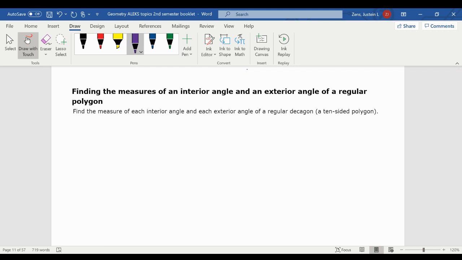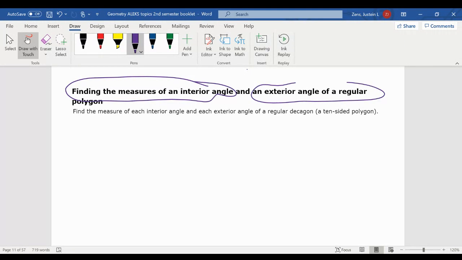Okay, so this topic is finding the measures of an interior angle and an exterior angle. There are two parts. This first part we've already done. That was the equation n minus 2 times 180 equals the sum.